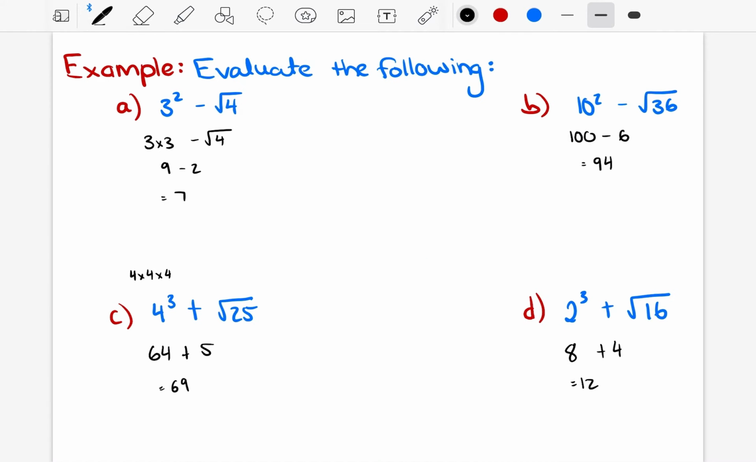So if you need to, go back, rewatch, but fill in your examples and now complete the worksheets and questions written at the bottom of your notes.